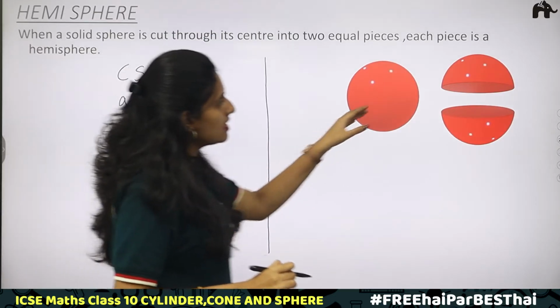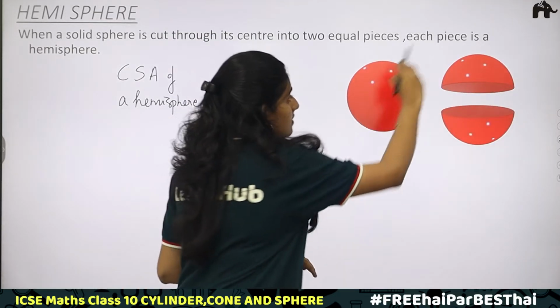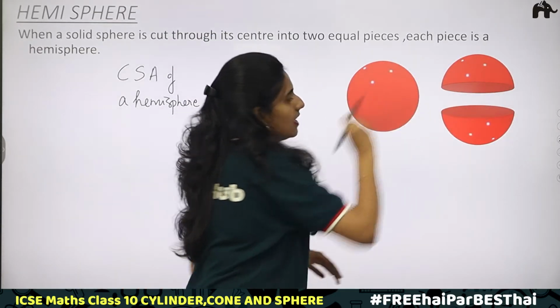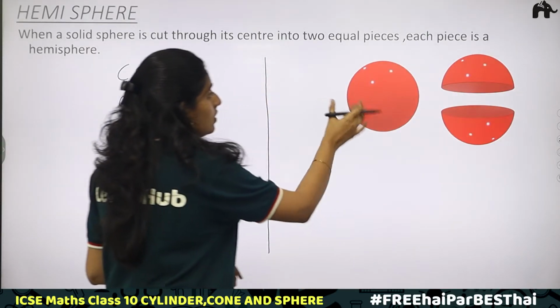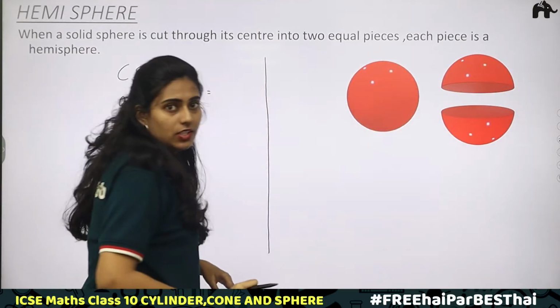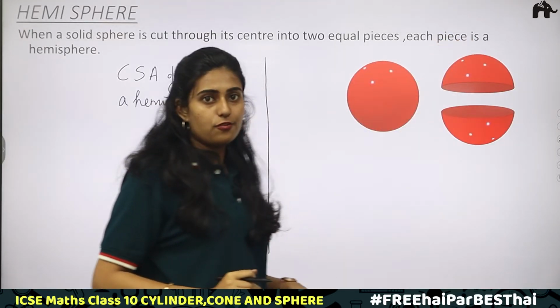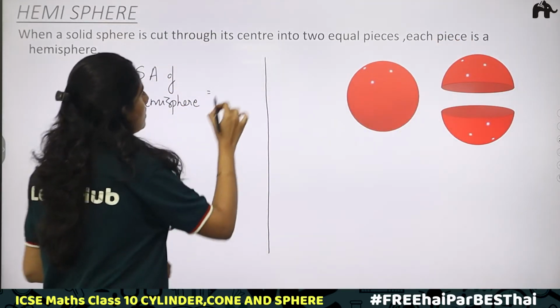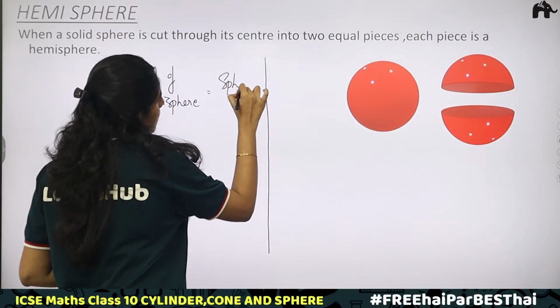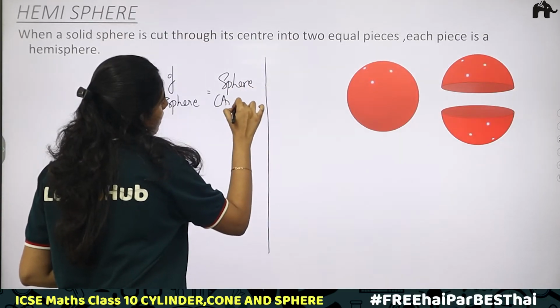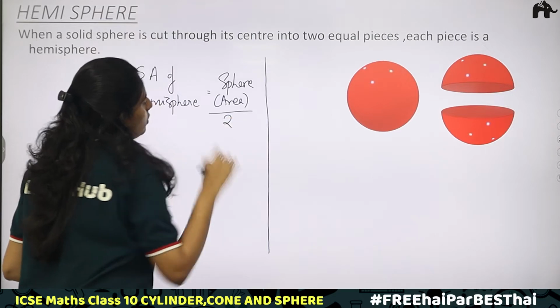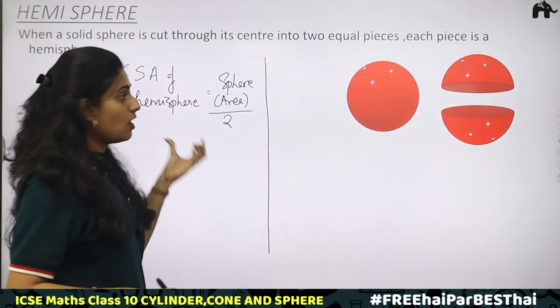So how do we get this curved surface? The curved surface is obtained when the sphere is cut into two equal halves. So the surface area of a sphere we know. Half the surface area of the sphere gives us the curved surface area of the hemisphere. Sphere area divided by 2, you will be getting the curved surface area of the hemisphere.